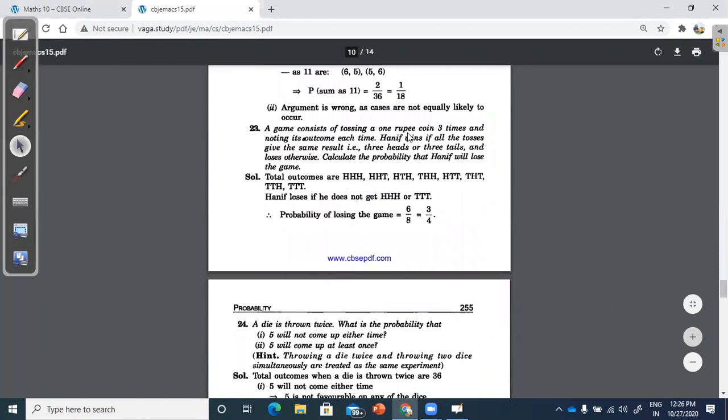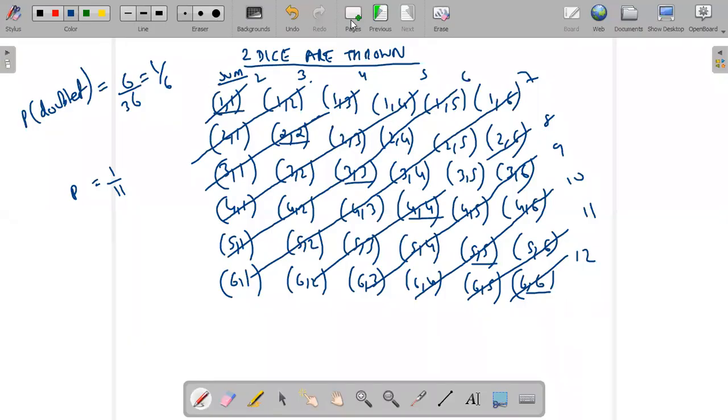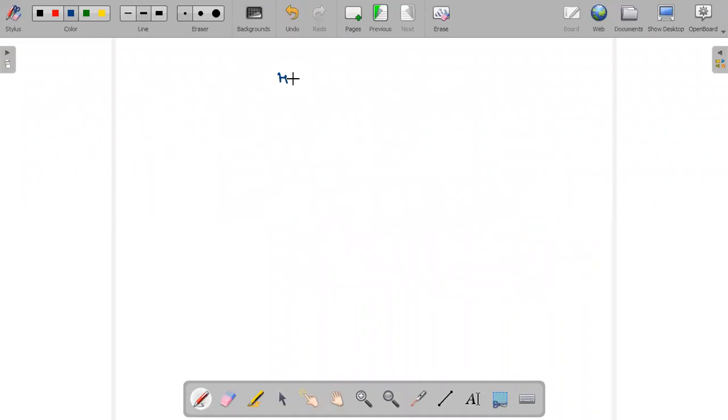Okay, so a game consists of tossing a 1 rupee coin 3 times. When you are tossing one coin, remember, heads or tails. When you toss 2 coins, what will happen? Either you will get heads-heads, head-tail, tail-head, or tail-tail. Now please remember, when you are having 2 coins, some people think that head-tail and tail-head are the same. No. Head-tail means the first coin is showing head and the second coin is showing tails, and tail-head means the first coin is showing tails and the second coin is showing head, so it is different. So 4 outcomes are there.